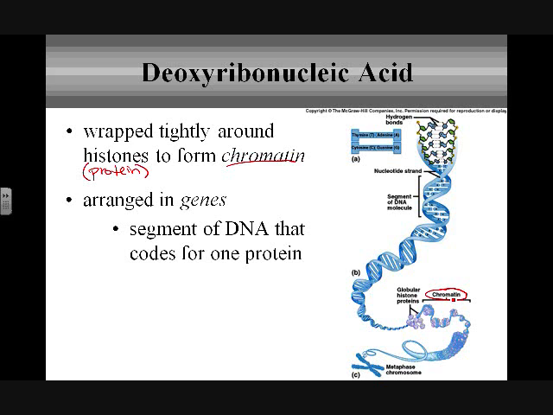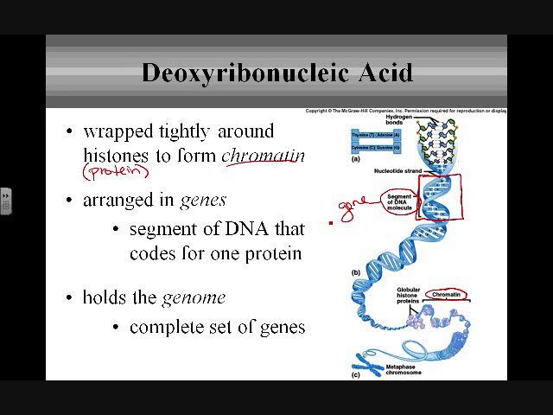DNA is also arranged in genes, and what that basically means is that that's a chunk of genetic information, a segment of the DNA for one particular protein. So we can kind of look at it as being like over here. This chunk right here is a segment of the DNA molecule, and that segment would be referred to as being a gene, and that gene would be responsible for one particular protein. And ultimately, the DNA is what holds your full set of genes, all of your information, all of your genetic material.